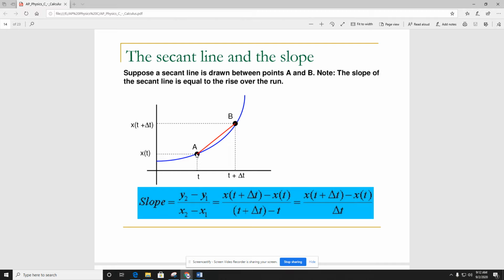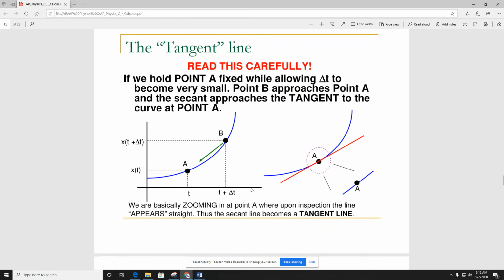We do that the regular way we do slope, rise over run. That's the equation they show down here. The tangent lines are what we did last year. If we hold point A fixed while allowing delta t, the change in time, to become very small, point B approaches point A. So if we shrink this time interval down, that point gets closer to A. That means the secant line we drew a minute ago approaches the tangent to the curve at point A. This red line is your tangent line. We did some of that last year.